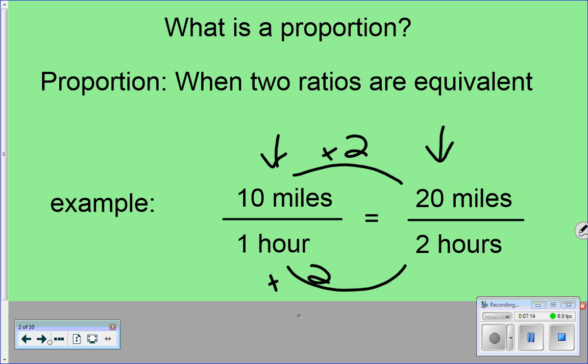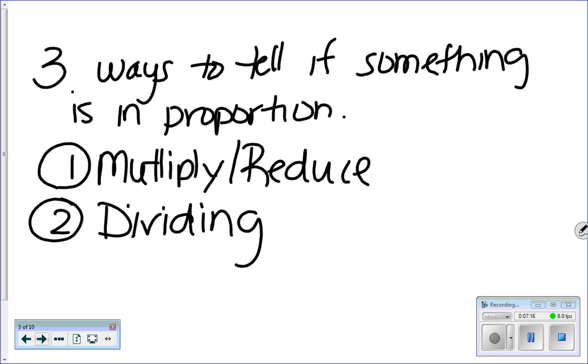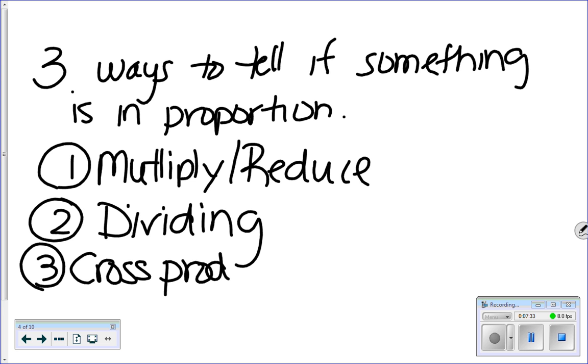Okay. Let's talk about another way. You're going to like this way too. The third way, and some of you maybe remember this from last year. The other way is using cross products. You probably remember this from last year or heard of it. And I'll explain how it works. I'll just write it over here. I think it was 10 over 1 is equal to 20 over 2.